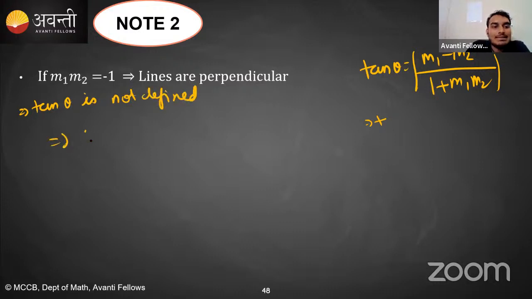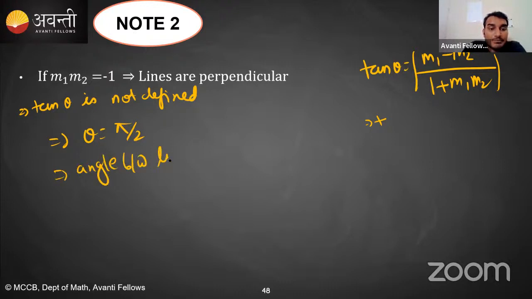And when does that happen? It implies theta is when? At pi by 2. Tan pi by 2 is not defined, yes or no? Tan pi by 2 is not defined, so it means the angle between the two lines has come to pi by 2, 90 degrees, right? So it implies the angle between two lines is 90 degrees. Clear? So if m1 into m2 is -1, then the angle between two lines is 90 degrees.